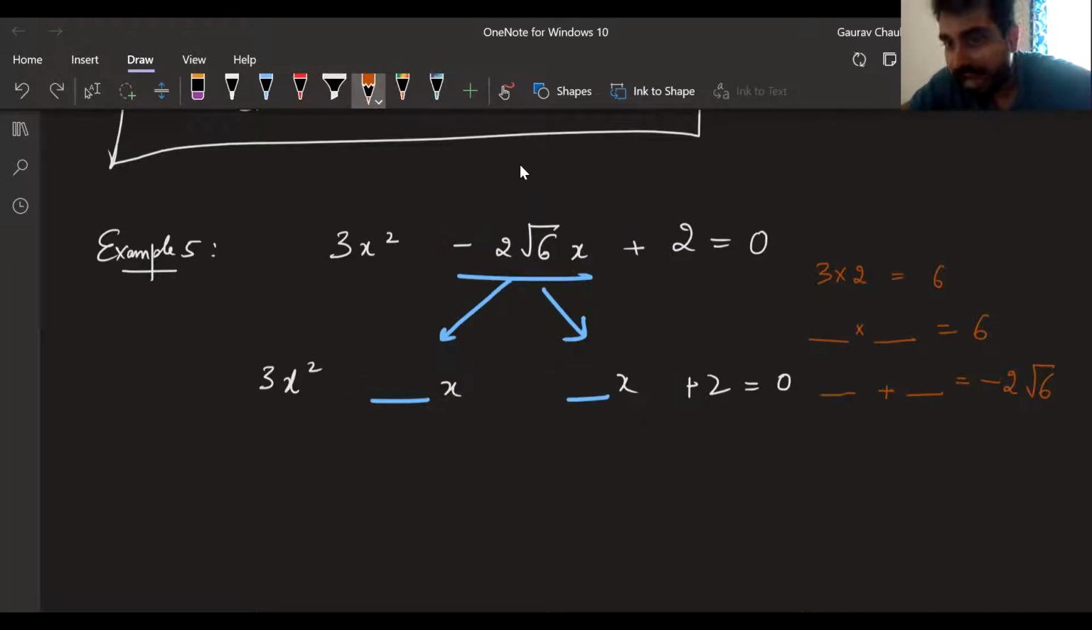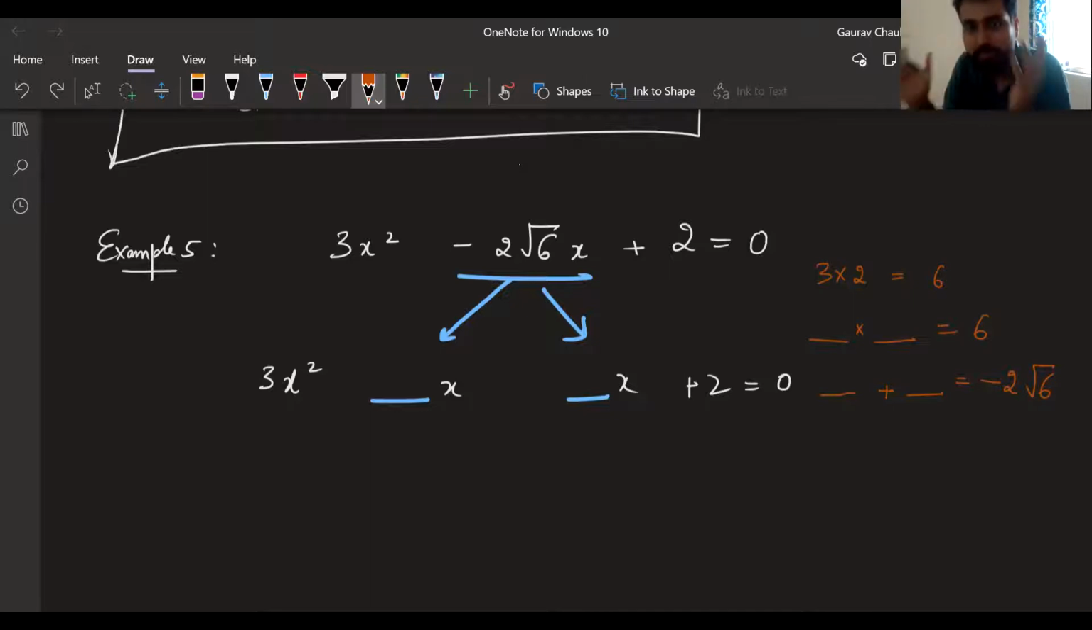such that when I add them, I should get minus 2 root 6. We're splitting minus 2 root 6, we should get when we add. And when we multiply, we should get 6. That's the logic. A little bit with innovation, a little bit with creativity.